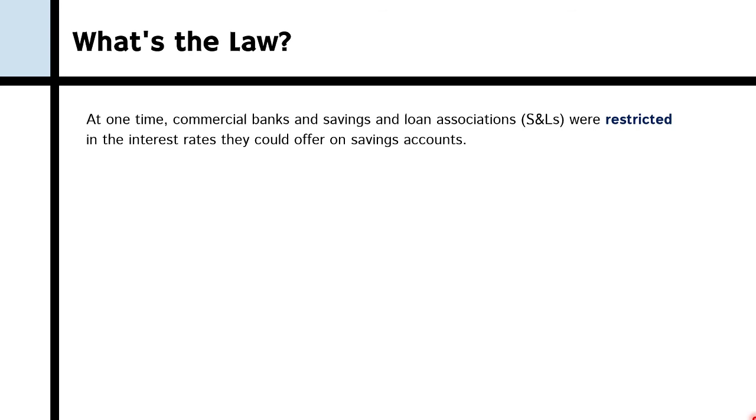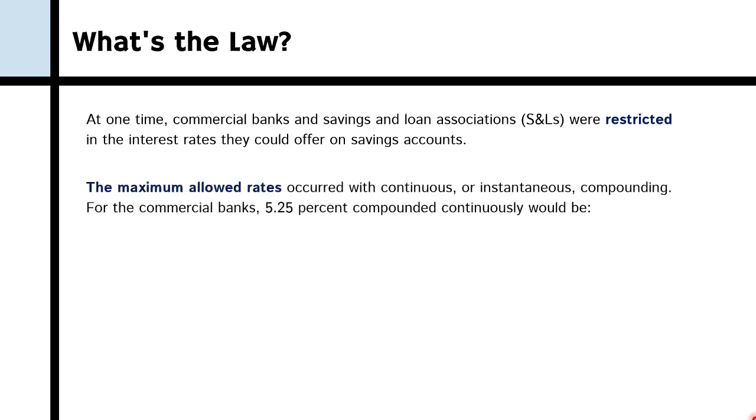The law did not say how often these rates could be compounded. However, under Regulation Q, what were the maximum allowed interest rates? The maximum allowed interest rates occurred with continuous or instantaneous compounding. For the commercial banks, 5.25% compounded continuously would be EAR equals e raised to 0.0525 minus 1. That is 5.39026% or 5.39%.